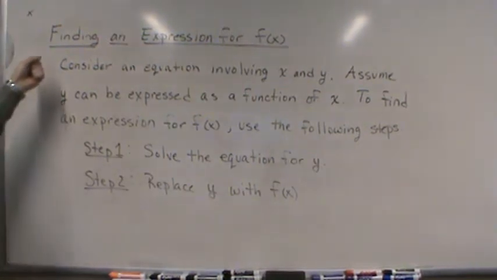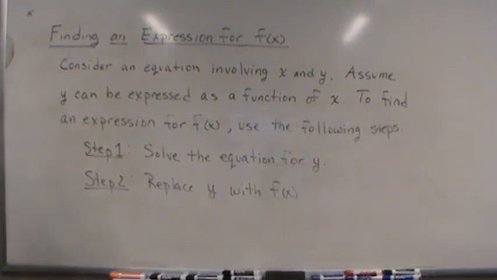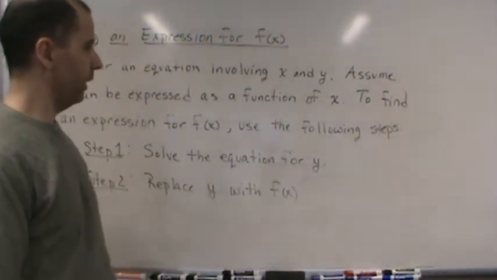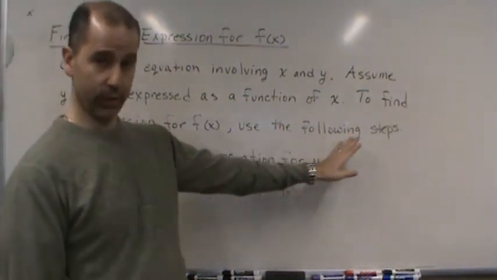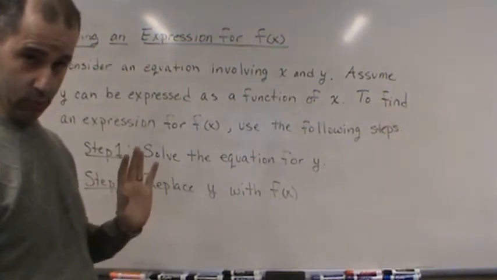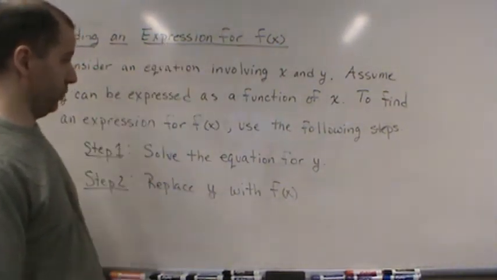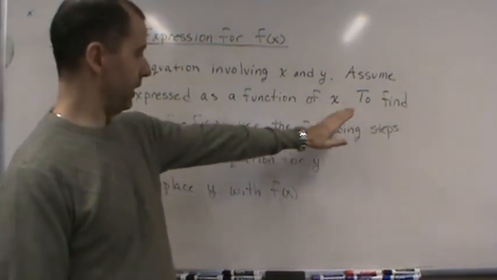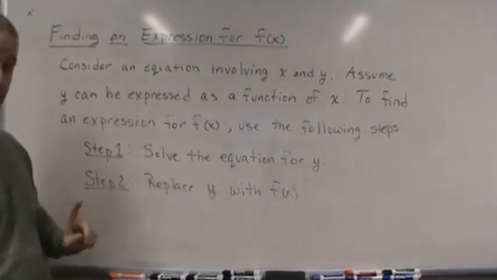We're going to consider that we have some equation relating x and y. So we're just involving x and y. Now assume that y can be expressed as a function of x, that's the assumption we're operating on. Involving these two things, to find an expression for f of x, we're going to just use these two steps.